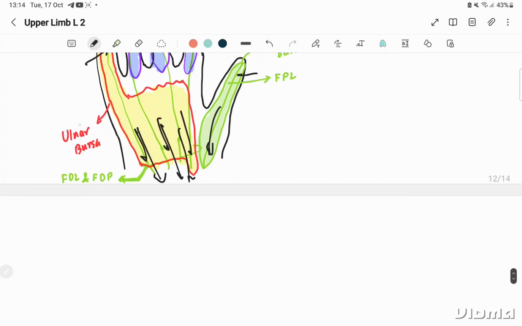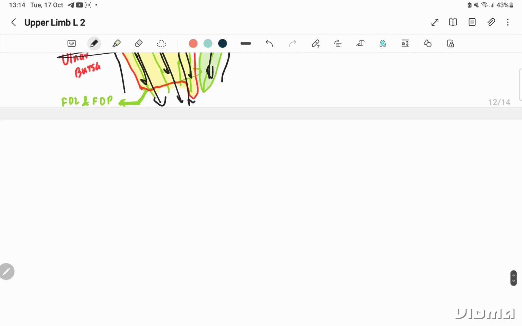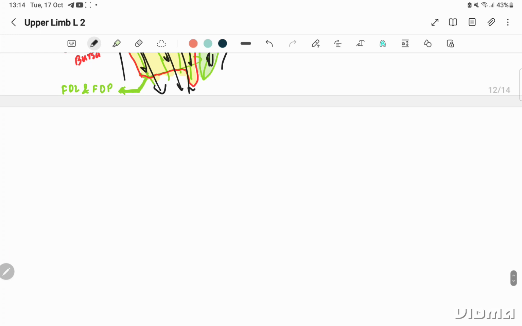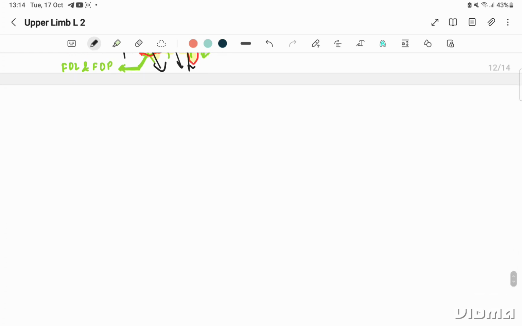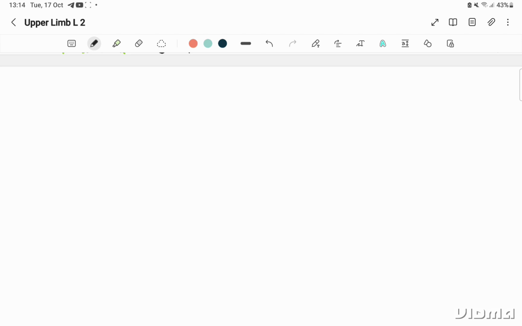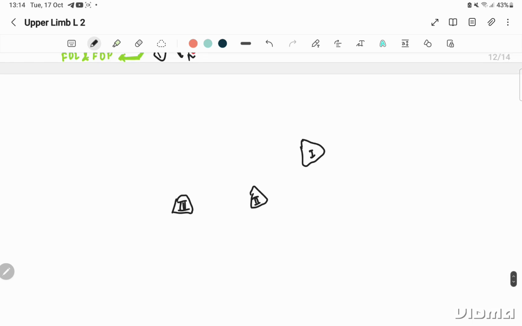Then we'll take a transverse section of the hand at this level, and look at all the spaces in more detail. This diagram is very important, so please see this in detail. So first we will draw the phalanges. Let's say this is 1, this is 2, 3, 4 and 5.